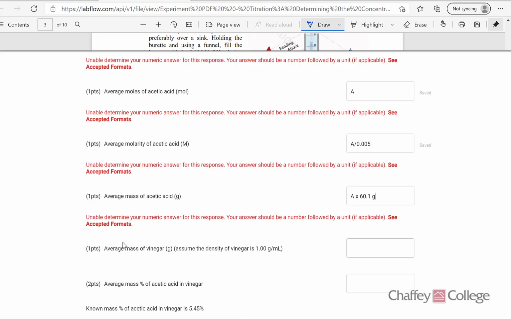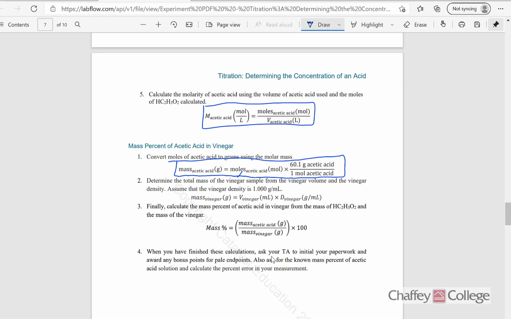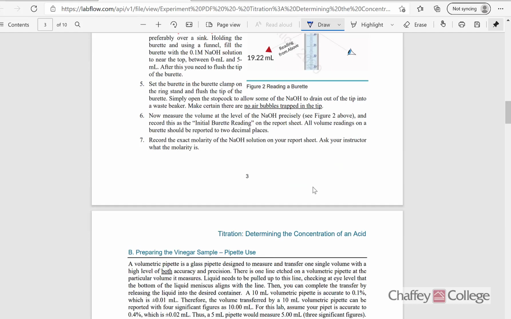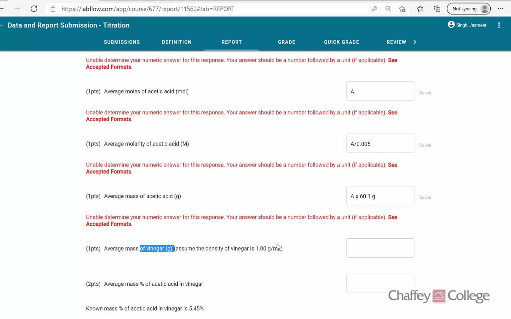Next is average mass of vinegar in grams. Assume the density of vinegar is 1.00 grams per ml. This is the formula to calculate the mass of vinegar. Mass of vinegar is equal to volume of vinegar multiplied by density of vinegar. Now density of vinegar is 1, so therefore mass of vinegar will be the same as volume of vinegar. In this experiment we took 5 ml, so the mass will be the same as 5, so it will come out to be 5.00 grams.